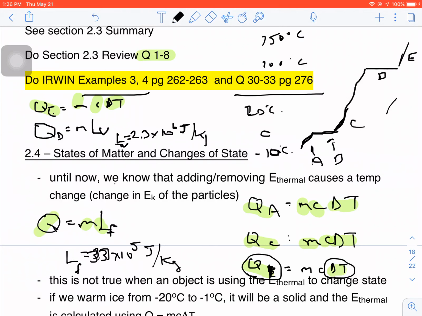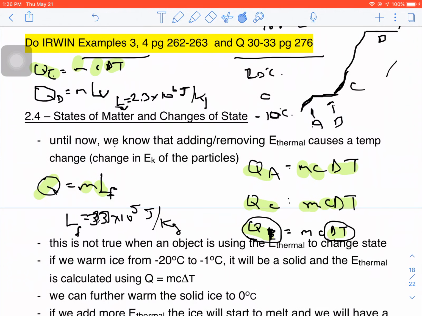So again, you'll see when you look in your textbook the different L values for different types of matter. Okay, and we need to use that. So let's go through our note here. It says, until now, we know that if we add energy, we have a temperature change. So we can use mc delta T.